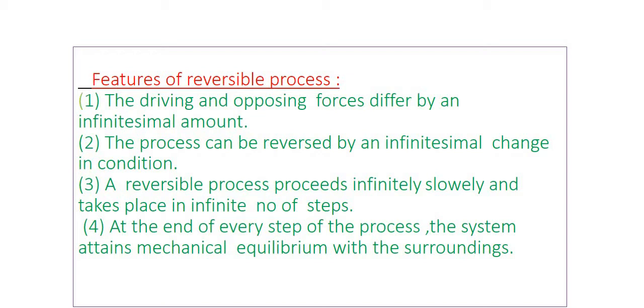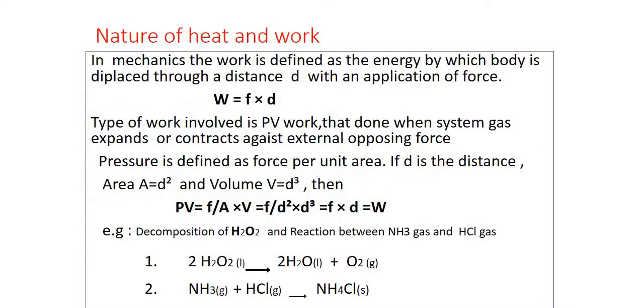Third, reversible process proceeds infinitesimally slowly and takes place in an infinite number of steps. म्हणजे infinite number of step मध्ये ही reversible process आपल्याला प्रोसीड करता येते, ती स्लोली होते. Fourth, at the end of every step of the process the system attains mechanical equilibrium with the surroundings. म्हणजे ती सिस्टीम मेकॅनिकल इक्विलिब्रियम सिस्टीम आपल्या सराउंडिंग बरोबर अटेन करते. तर हे 4 फीचर्स आहेत फॉर रिव्हर्सिबल प्रोसेस.